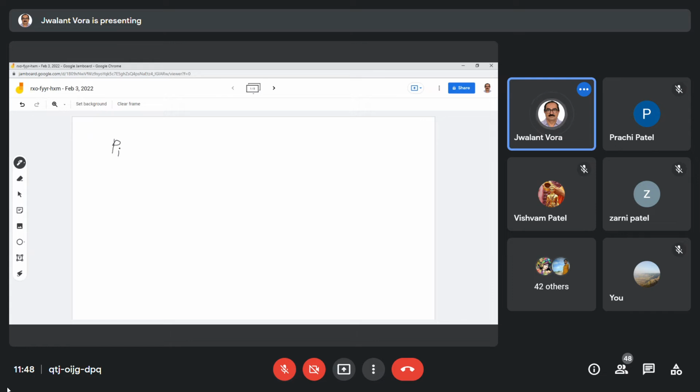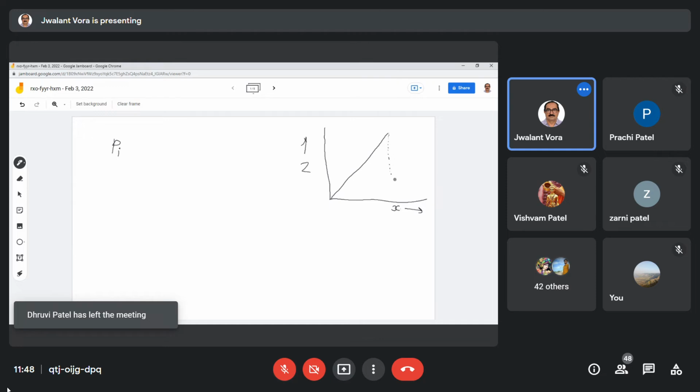Okay. A projection operator Pi gives the projection. Let me draw the figure here. This is the X and this is the Z part. This is the projection X.